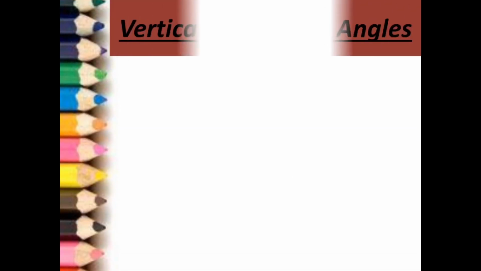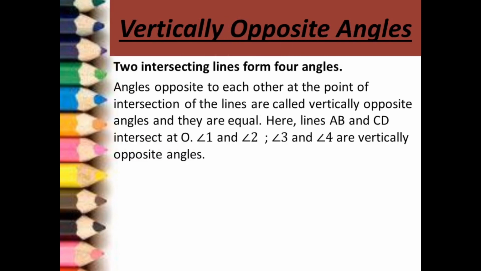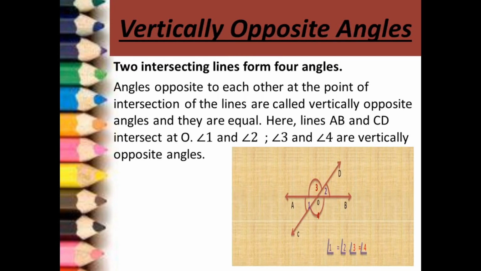Next topic is vertically opposite angles, and it says that two intersecting lines form four angles. Angles opposite to each other at the point of intersection of the lines are called vertically opposite angles, and they are equal. Here in the figure, lines AB and CD intersect at O. Angle 1 and angle 2, angle 3 and angle 4 are vertically opposite angles, and angle 1 is equal to angle 2, angle 3 is equal to angle 4. Hopefully it is clear to you.